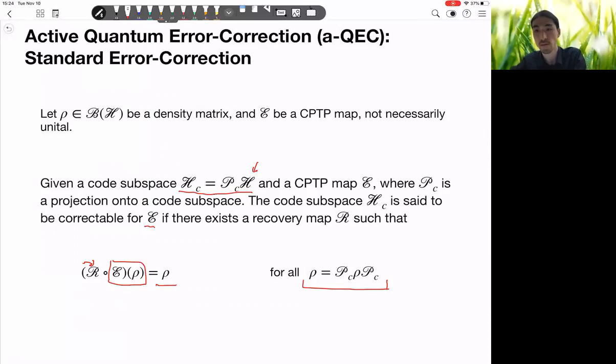Question? Is this if and only if? So for all rho that are in the subspace, it's true that R E of rho is left invariant. But is it true that if rho is left invariant, then rho lives in this subspace and has this form?